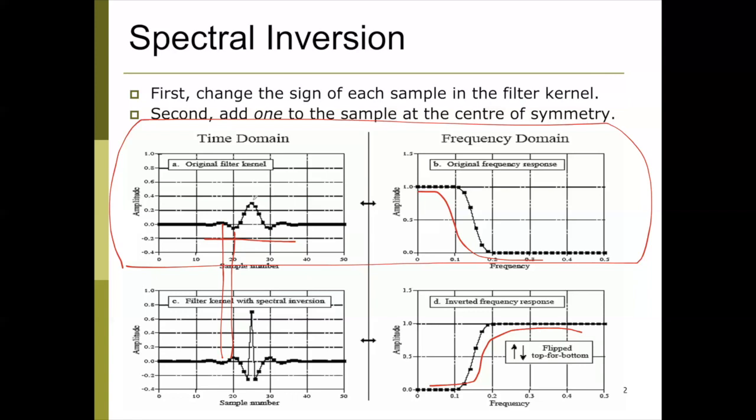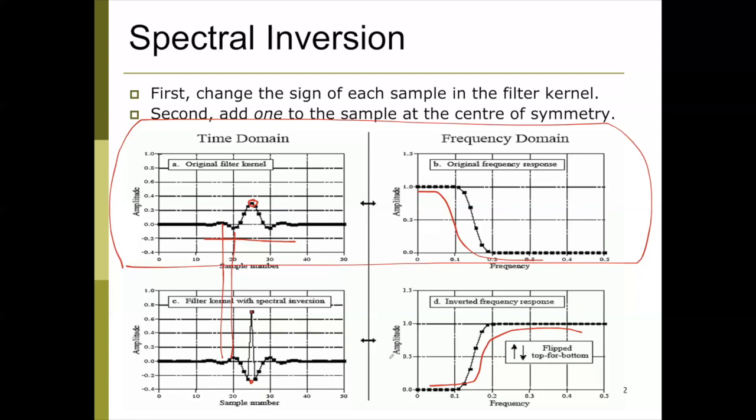signal function normally has a peak point at the middle. So if we change the sign of every sample, this one becomes negative initially. Then we add 1, basically bringing that sample to the positive point. So the adjusted kernel will produce a flipped spectrum. Don't ask me why. It just happens. So scientists discovered this.